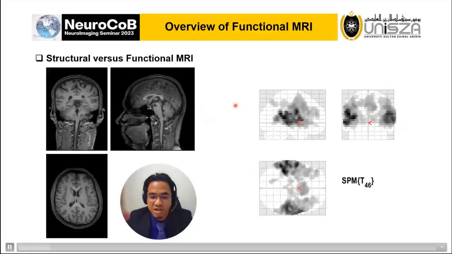If we look at the functional images here, the brain areas with different shades of grey are parts of the brain which are activated when a person is performing a task or given a stimulus. These are actually images of my brain when I was doing a pilot study for my PhD. So here you are looking at the image of my brain.